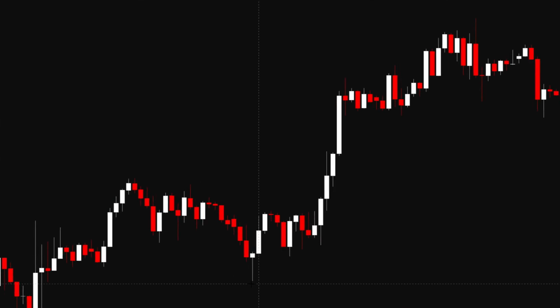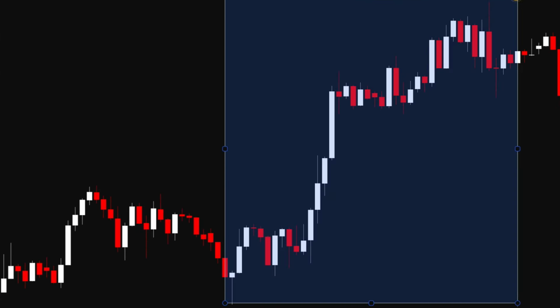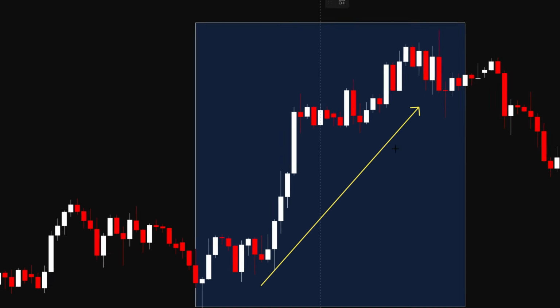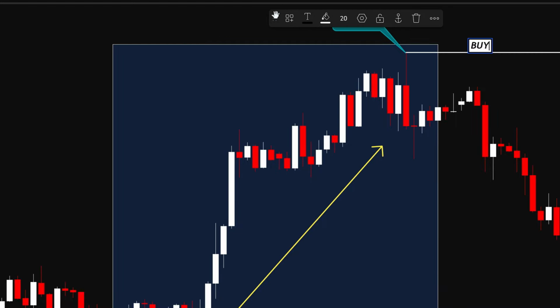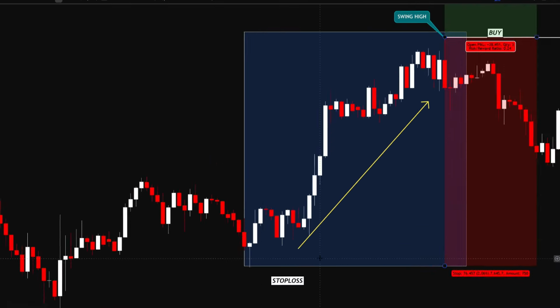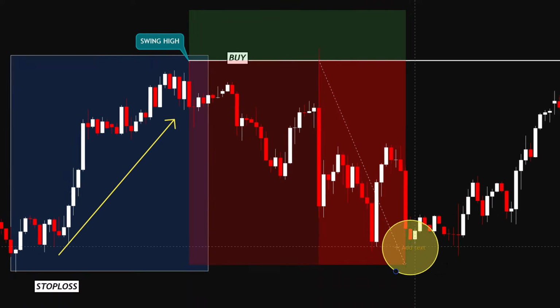See this huge move right here? That big impulsive wave? Yeah, that's the one. Now here's the thing. Most traders see that kind of move and instantly want to jump in. And that's exactly how they end up with messy entries and huge stop losses.